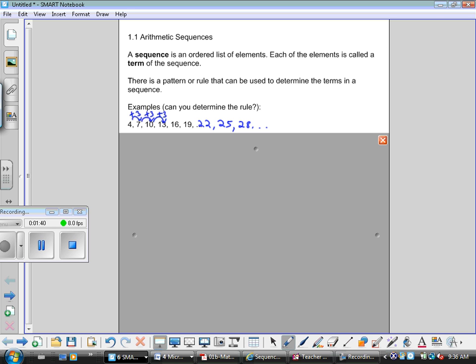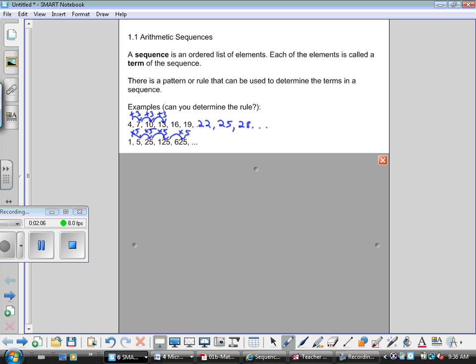All right, let's try another sequence. This is a different type. Instead of adding here, we're going to be multiplying by 5. If you look, it works for every term. There's got to be that rule. So 5 times 5 is 25. 25 times 5 is 125. That's a 5.